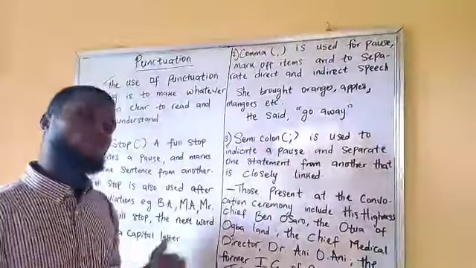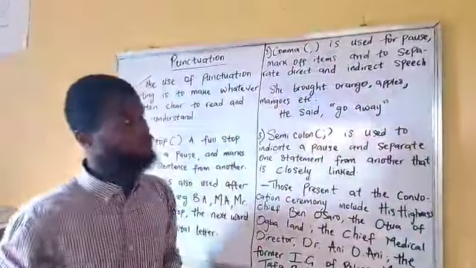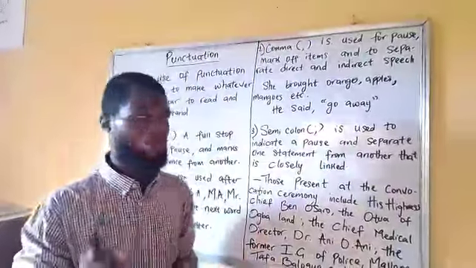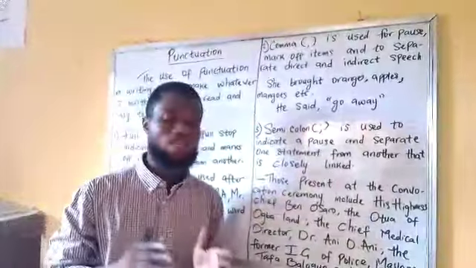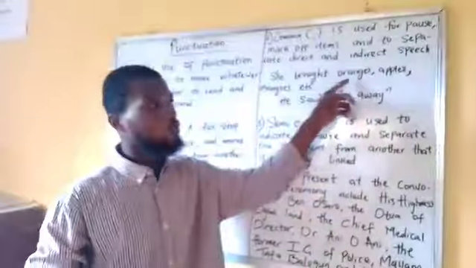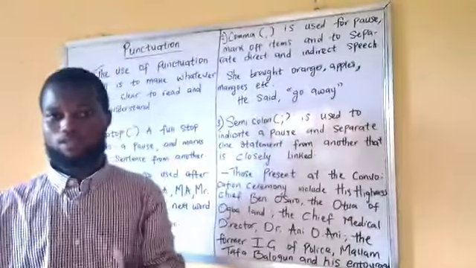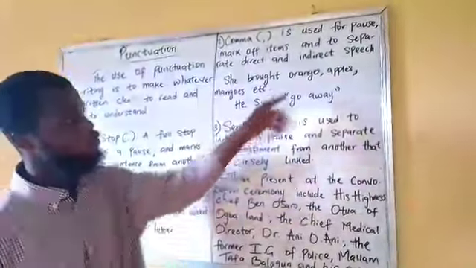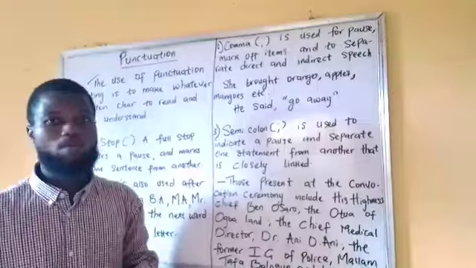The second one we're looking at is comma. Now a comma is also like a full stop, but it has a little tail to it over here. The comma is used for pause, to mark off items, and to separate direct and indirect speech. For example, she brought oranges, apples, mangoes, etc. Now, if there is no comma here, we're just going to be reading blank. She brought oranges apples mangoes.